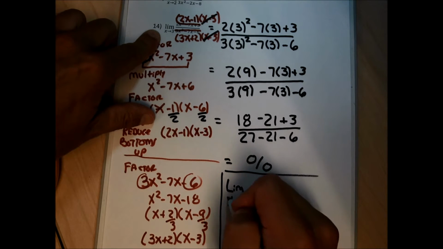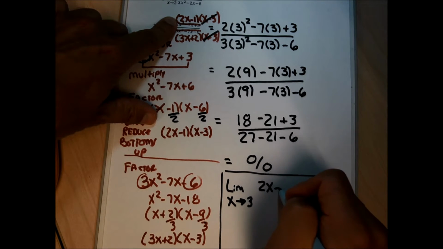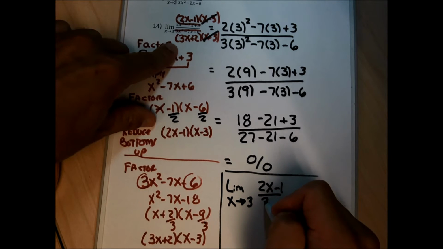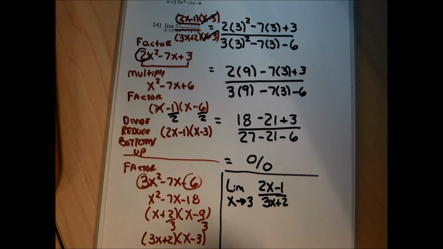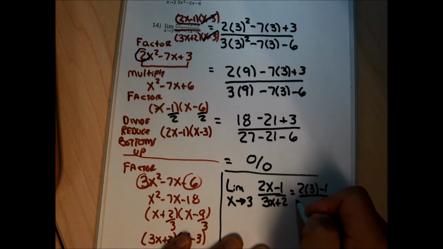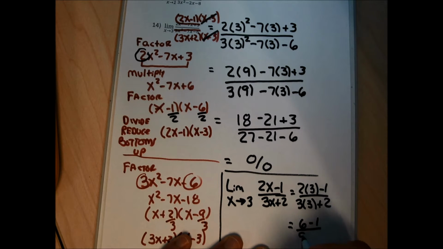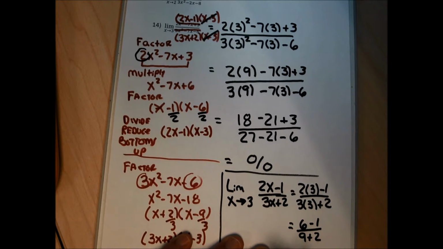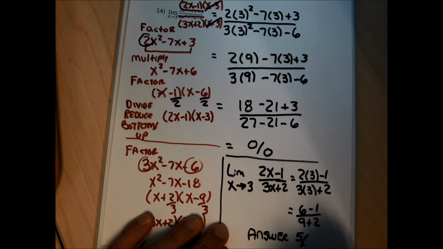So now I can rewrite this problem as a limit as x approaches 3, and in the numerator I'm going to have 2x minus 1. In the denominator I'm going to have 3x plus 2. And now I'm going to attempt to stick that 3 in. I'm going to get 2 times 3 minus 1 over 3 times 3 plus 2. The numerator is going to be 6 minus 1. The denominator is going to be 9 plus 2. Now I don't have a 0 in the denominator, so my answer is going to be what the limit is. And my answer to problem 14 is going to be 5 over 11.